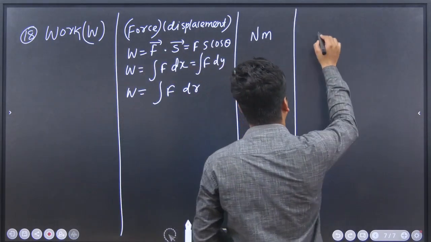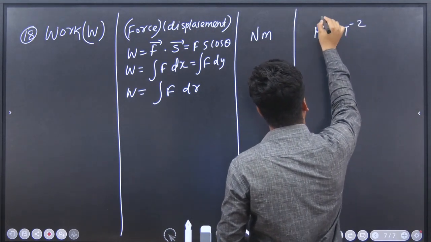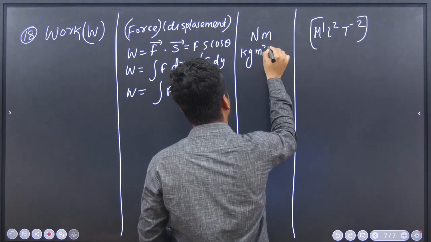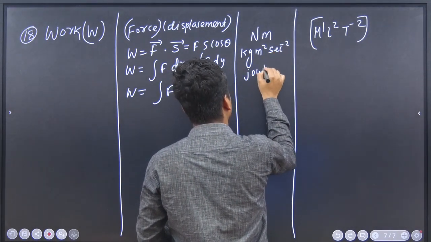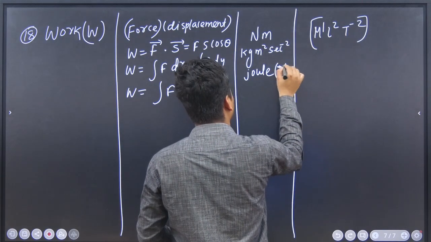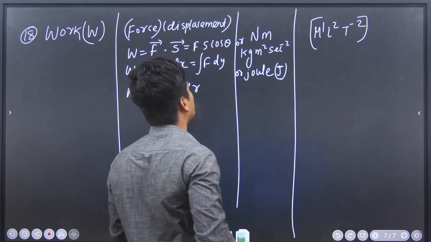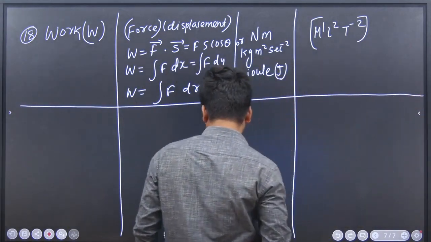Now if you want to write the dimension, you can write M^1 L^2 T^-2. This is Newton meter, or you can write kg meter square second to the power minus 2, or you can write joule also. The joule symbol is capital J. So this is the idea about your work done.